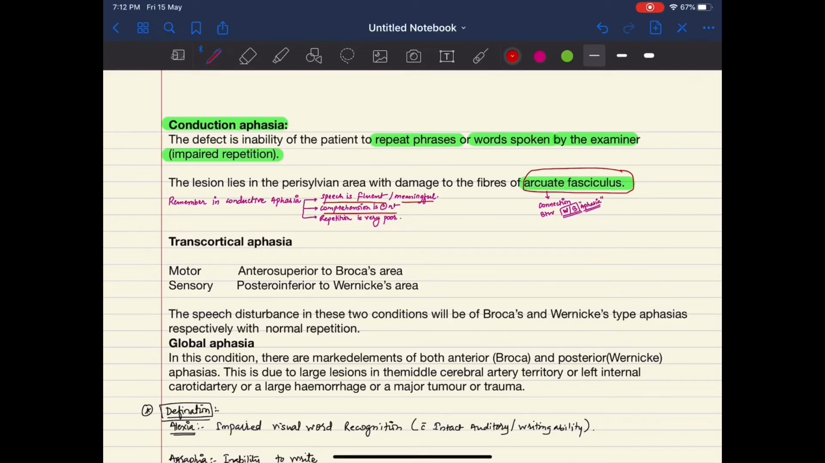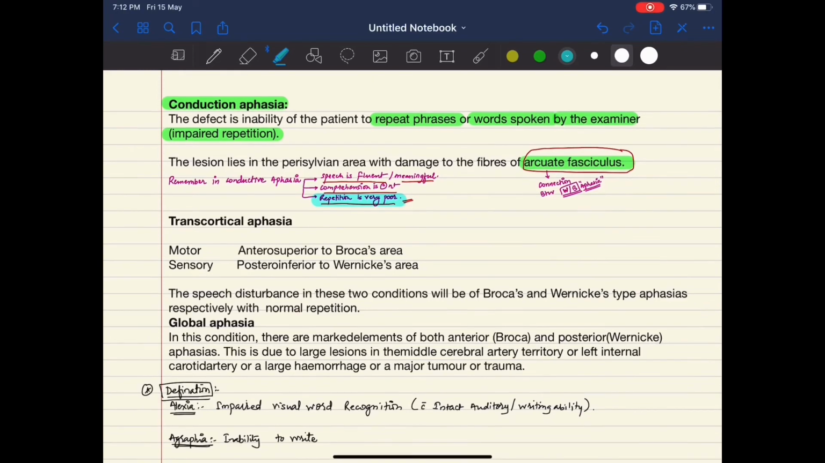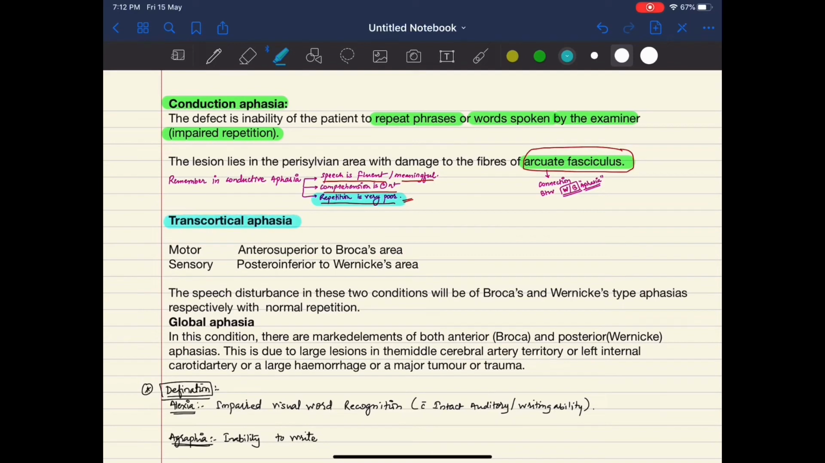Comprehension is present, but repetition is very poor. So this is the most important tricky point, that repetition is very poor. If they give you a question or clinical scenario in which the patient's repetition is very poor and there is involvement of the inferior branch of the middle cerebral artery, then it is conductive aphasia. It is that simple.